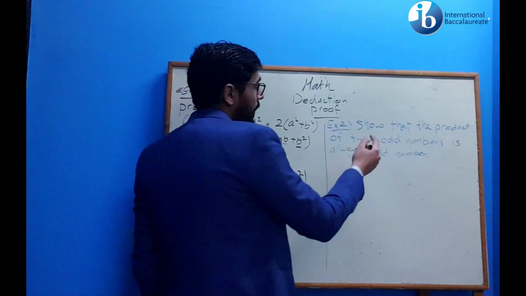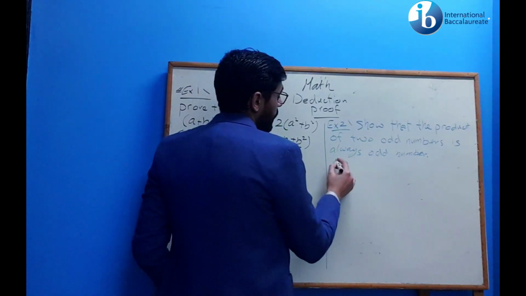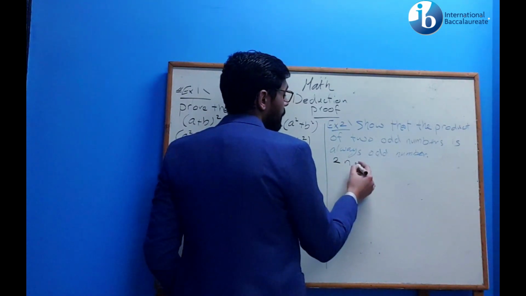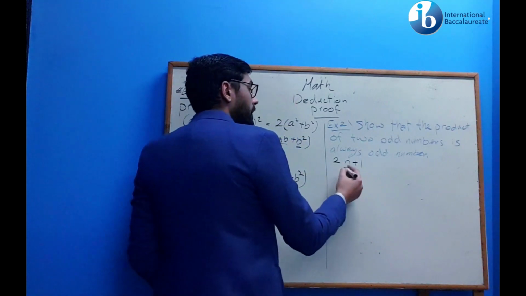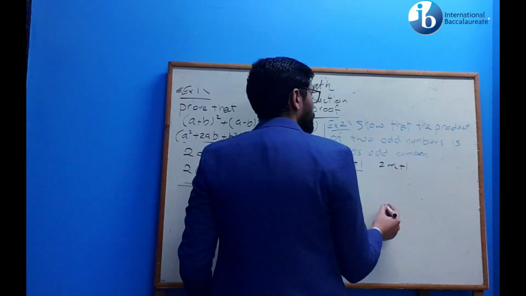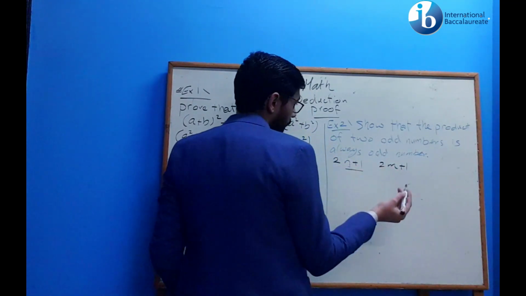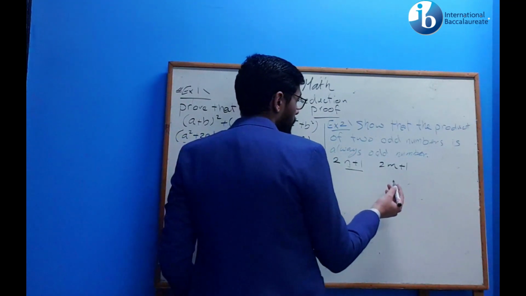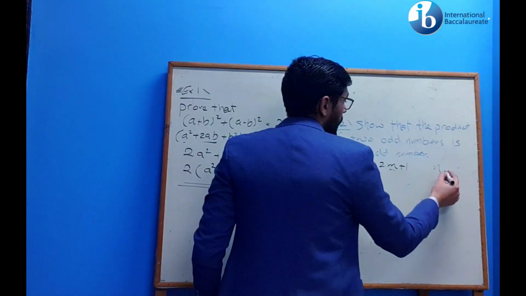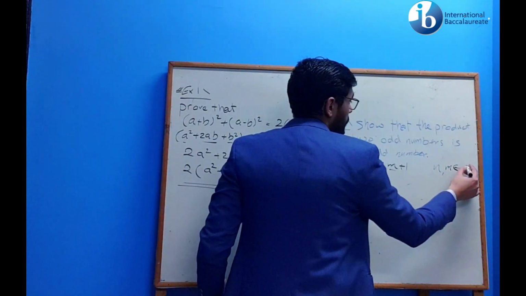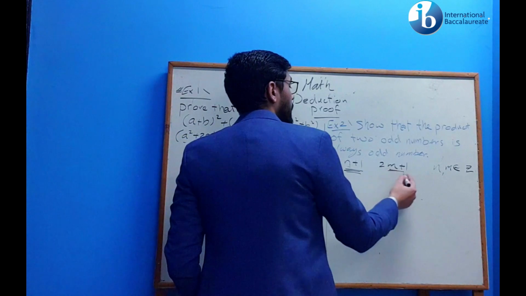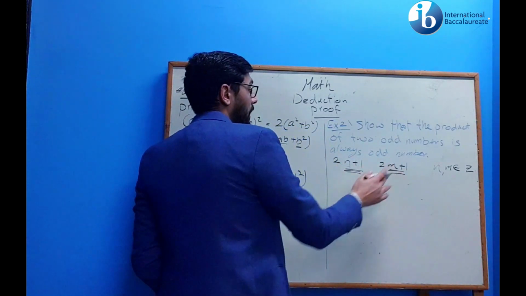We can define any odd value by 2n plus 1, where n is a specific value belonging to the integer set. This is the first value. What about the second one, which is 2m plus 1? Then n is any value belonging to the integer set, and m is another value belonging to the integer set. This is the first odd value, and this is the second odd value. n could be any value, and m could be any value.